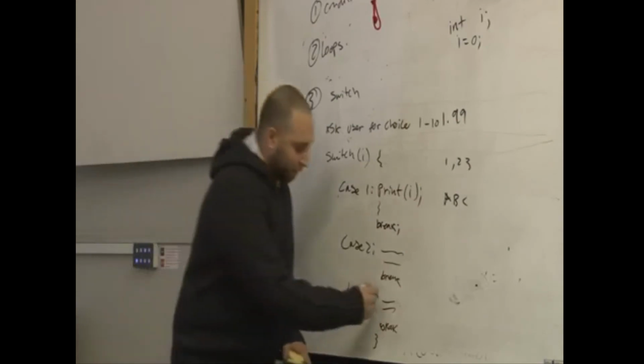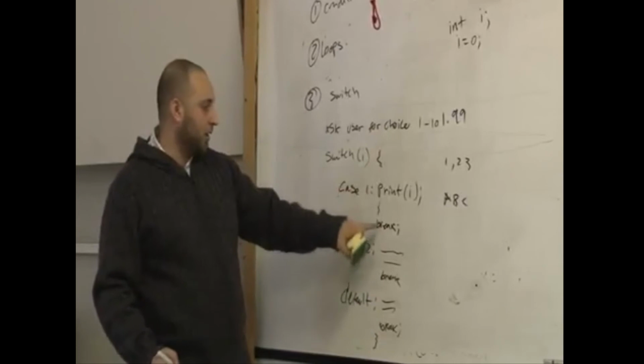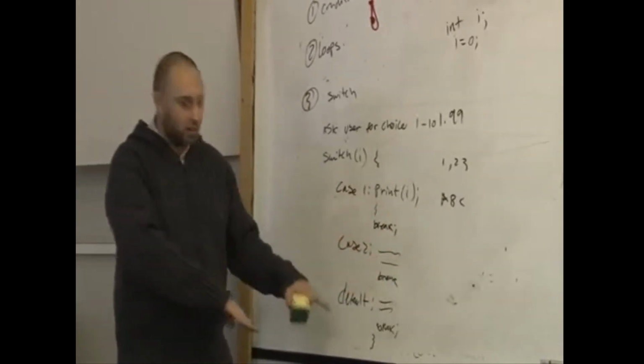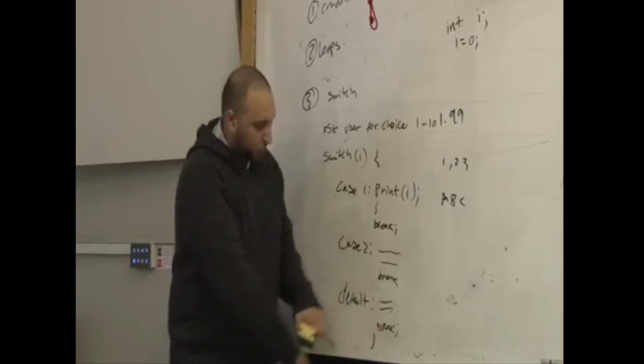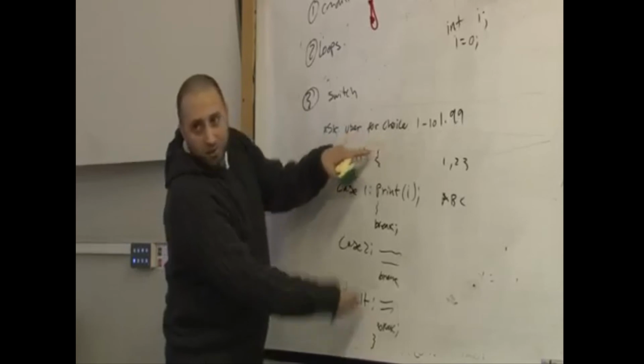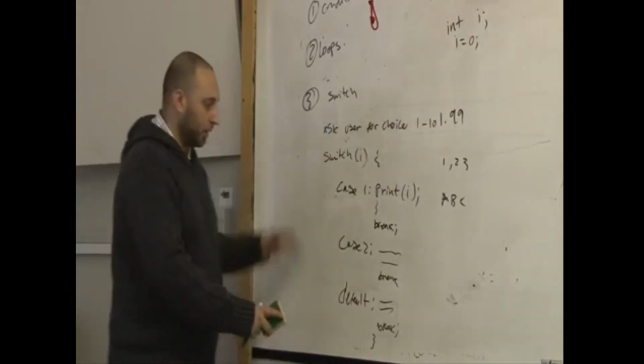Underneath it, it's just whatever code you put, and then break as well. Just exactly the same as here, after each case you put a break at the end. In this case, it's the default case, you put a break at the end, and then you close the block of code. You open the brace, you close the brace at the end. That's very simple.